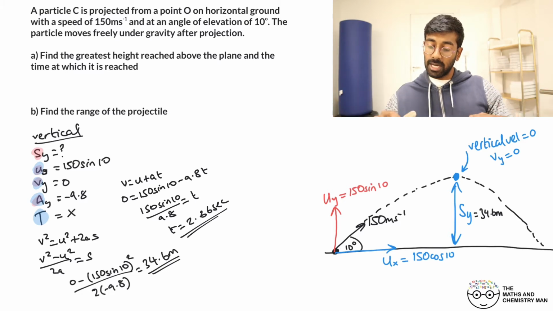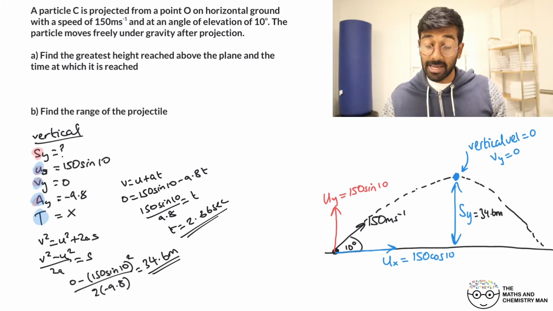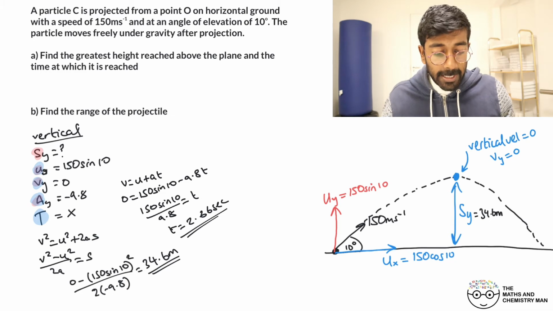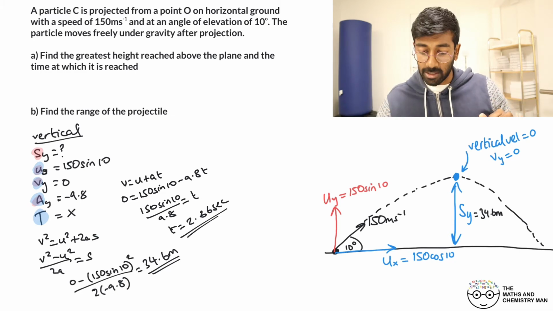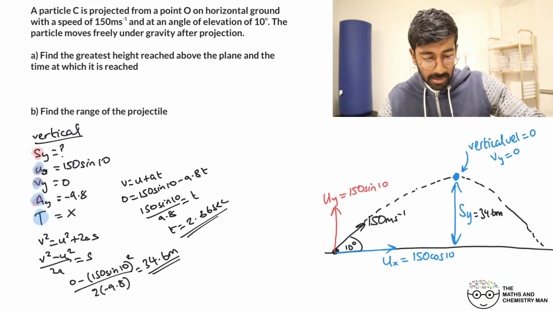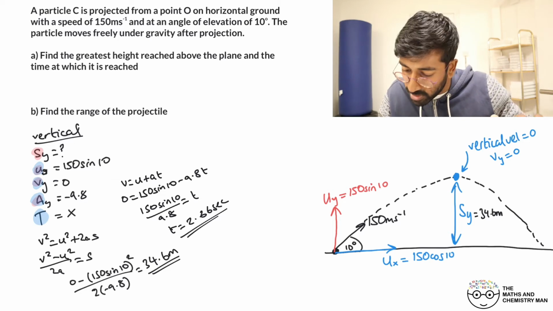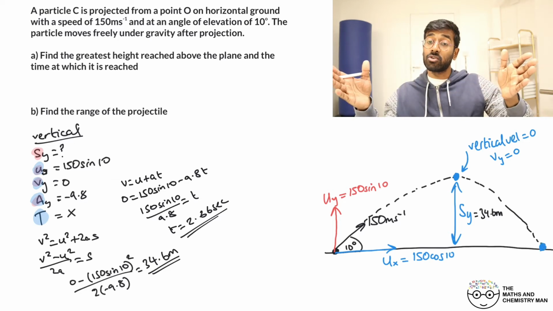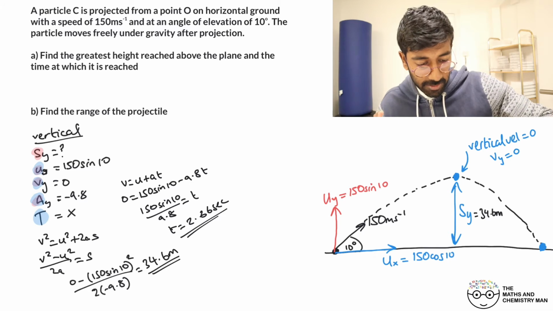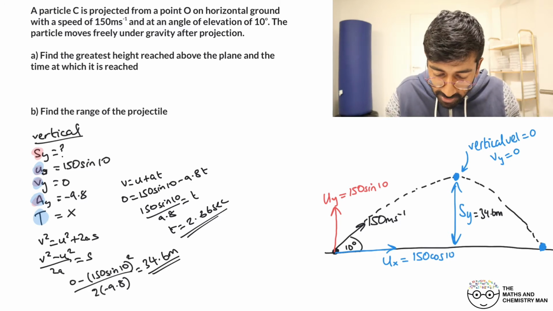So we've got the time that it reached its greatest height, and we've got the distance as well. Next thing we need is the range of the projectile. So the range of the projectile is when it crashes into the ground, essentially how far it's gone horizontally, right? Horizontally is the main thing. So we've got to look in the horizontal direction this time.